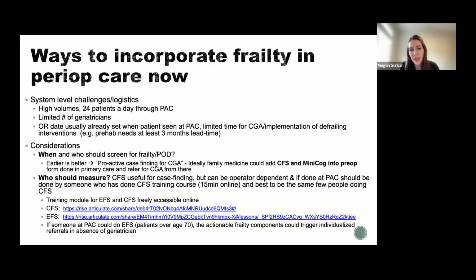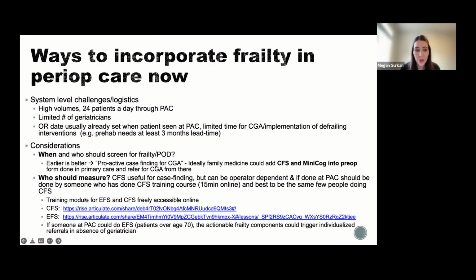We also could see people in PAC or post-operatively, but the earlier we see people, the more lead time we have for interventions. And then who should measure it? So, really anyone can do these things. You just have to make sure that you're consistent and doing it, not like once or twice a year. The more you use these tools, of course, the more quickly you can do them and the more accurately.